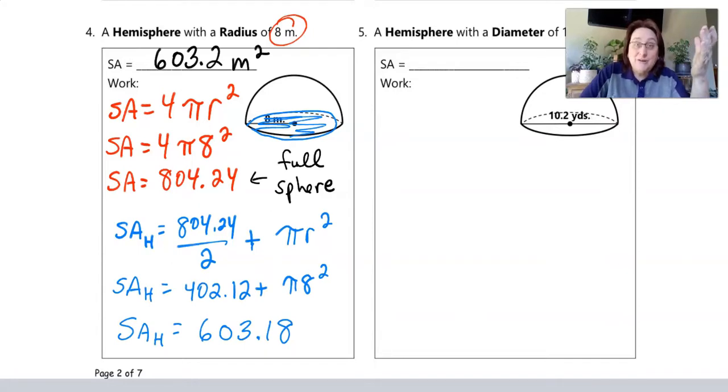How'd you guys do? So when we plug in the area of the circle, well, guys, that great circle has the same radius. So it would be pi 8 squared. You add that to half of the surface area of the sphere, you get 603.2 meters squared. Hopefully you remembered to square it because we're talking about surface area. Now I'm going to let you guys do number 5 on your own. Let's go down, and hey guys, I want to do number 9 with you. Go down to number 9.